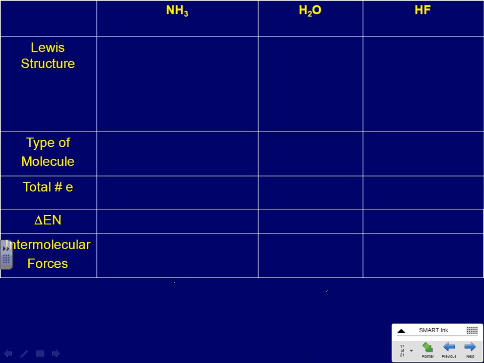Then those molecules can participate in hydrogen bonding, and they will have an increased melting point or boiling point.